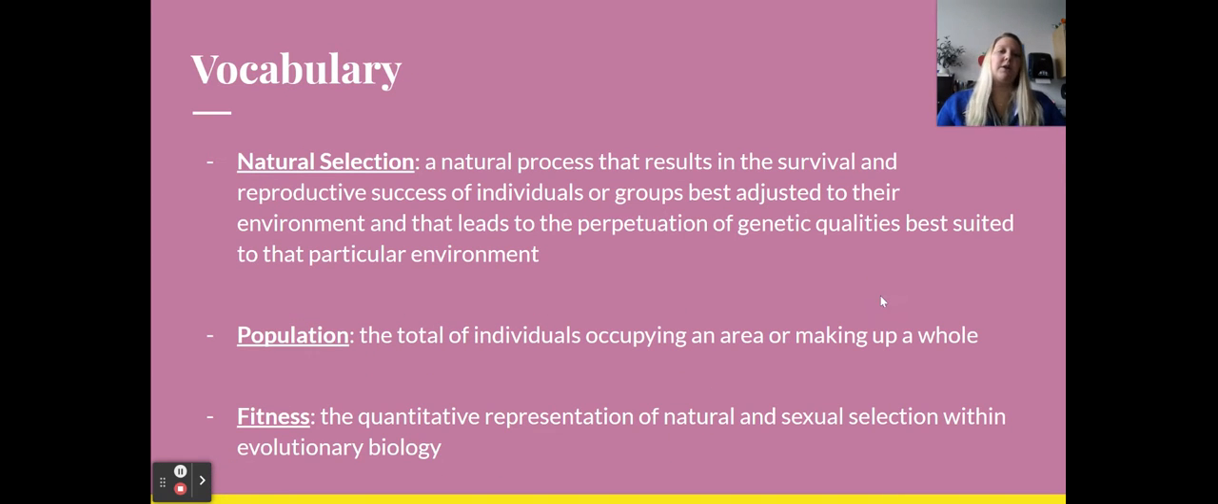Natural selection is the process that results in the survival and reproductive success of individuals or groups best adjusted to their environment, that leads to the perpetuation of genetic qualities that are best suited to that particular environment. A population is the total of individuals that occupy an area or make up the whole. And fitness is the quantitative representation of natural and sexual selection within evolutionary biology.